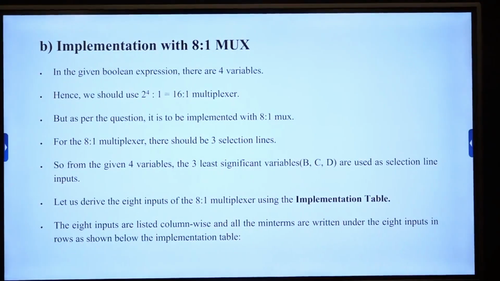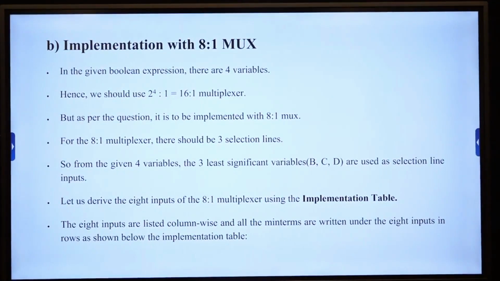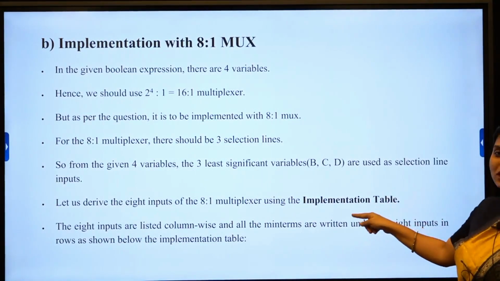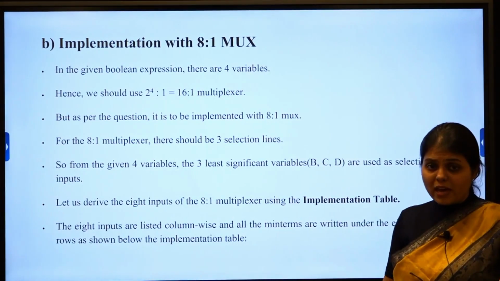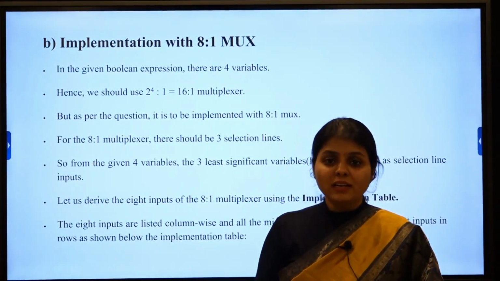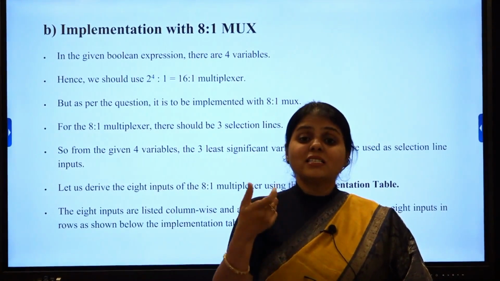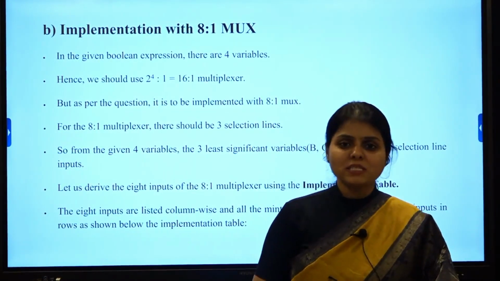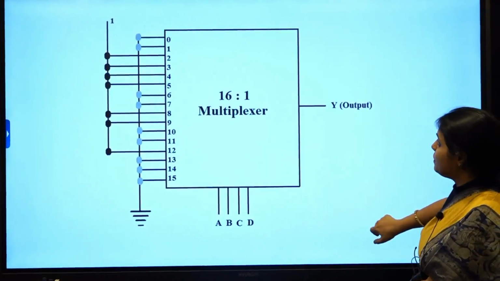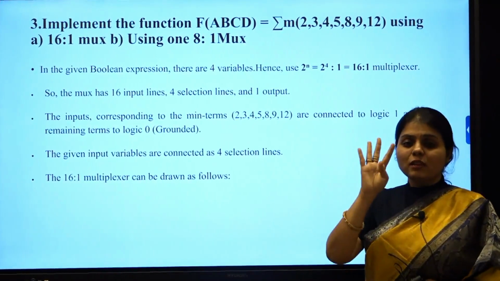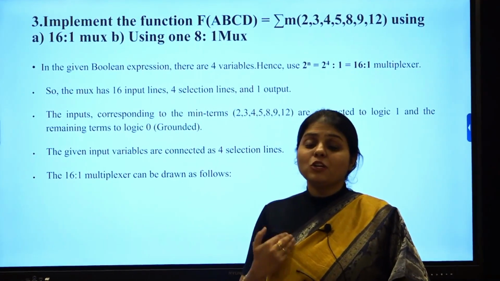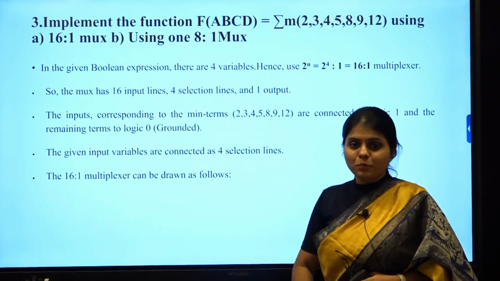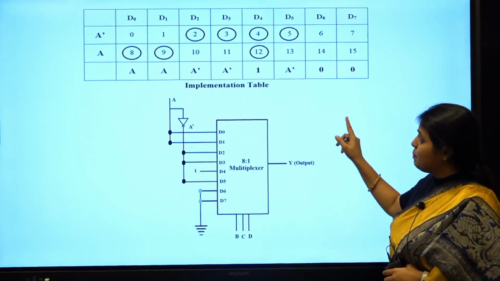So what we do here is we will derive the 8 inputs of the 8:1 multiplexer using the implementation table. Here we are introducing a new concept called the implementation table, which we use when the number of inputs is more, but the circuit that we are choosing has fewer inputs compared to the inputs given in the problem statement. Here in the problem I have 4 inputs A, B, C, D, which are taken as selection lines. But when you go for an 8:1 mux, where we have only 3 selection lines, I cannot accommodate all these 4 inputs, right? So in that case we will be going for the implementation table.